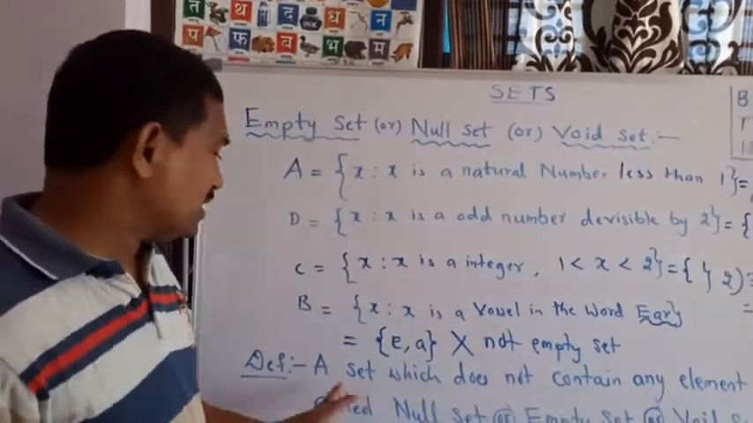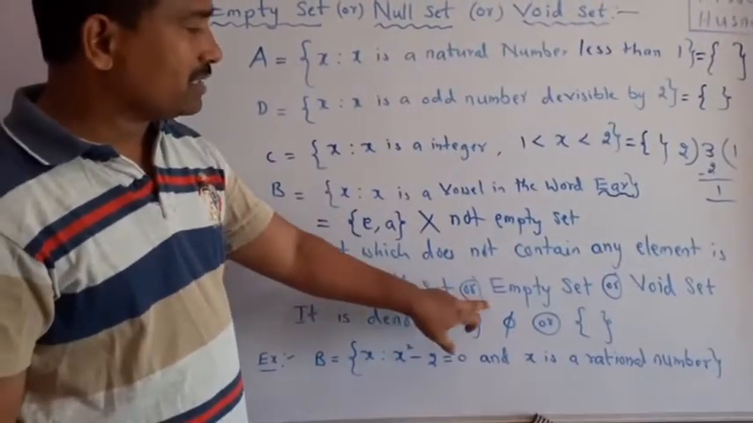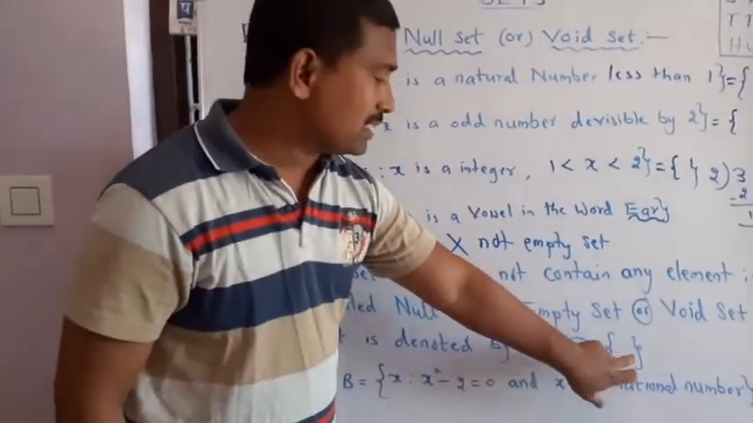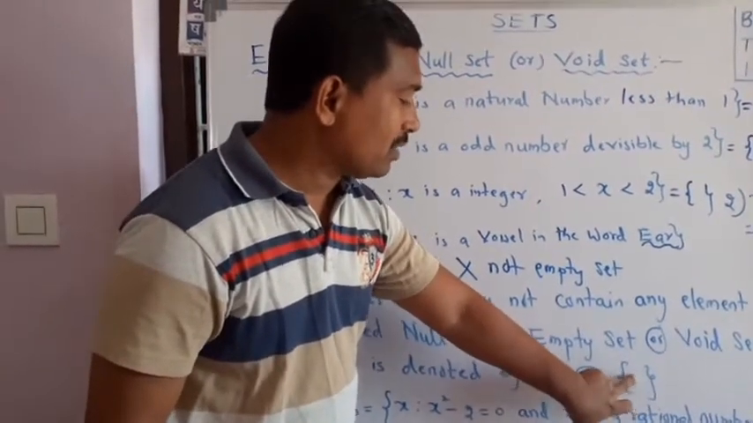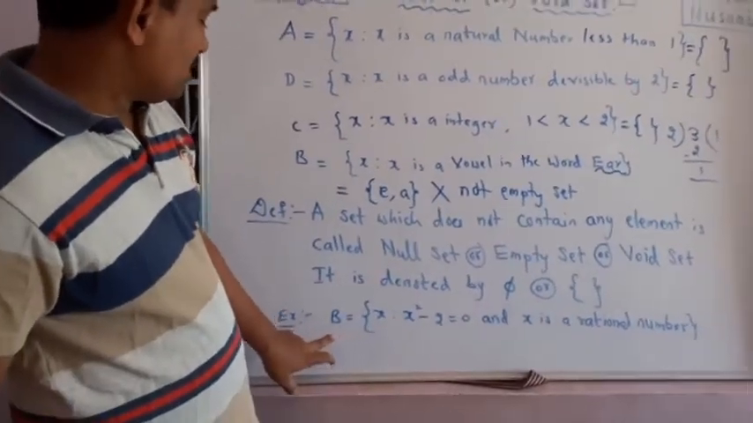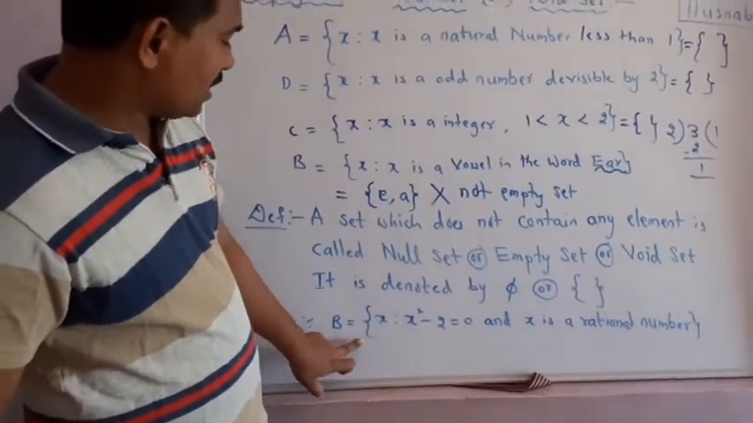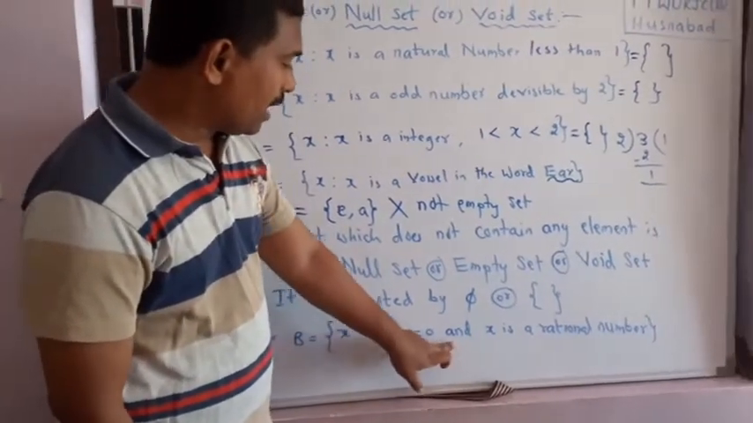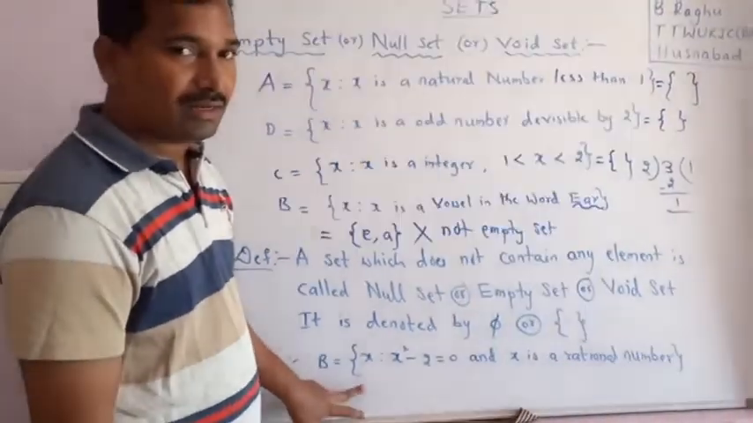So a set which does not contain any element is called a null set or empty set or void set. It is denoted by the phi symbol or the empty set symbol. This is a set. Sets are enclosed by curly brackets. There are no elements. That means empty. So let us take one more. This is for you, one homework problem. Verify B: X is a number such that X square minus 2 equals 0, and X is a rational number. Check whether this is an empty set or not.